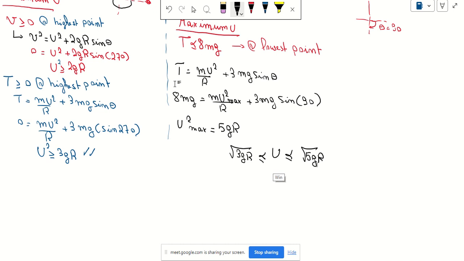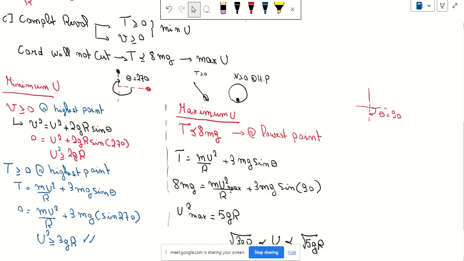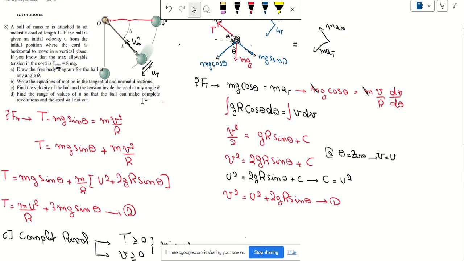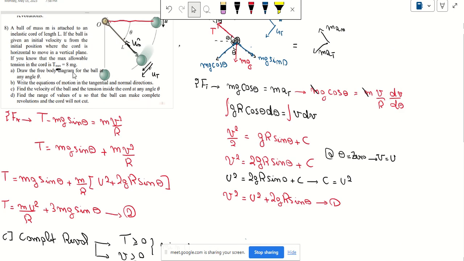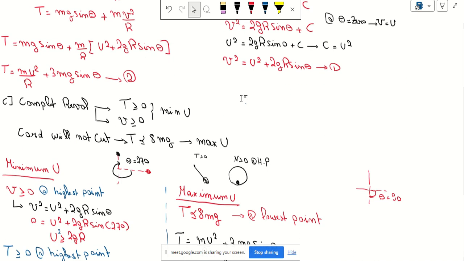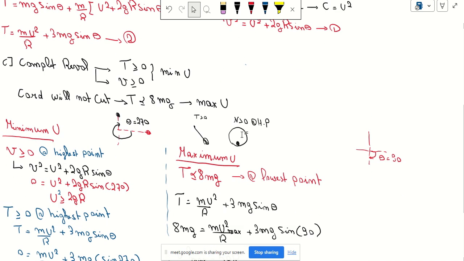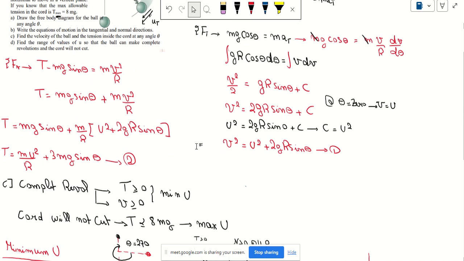Clear? Anybody has any question? No, sir, please explain the last part, the maximum u. Okay, the maximum u is T less than 8mg, sorry, because T maximum is equal to 8mg, so T should be less than 8mg. Yes? So where will the maximum tension happen? The maximum tension will happen at the lowest point, which is theta equal 90. Yes.